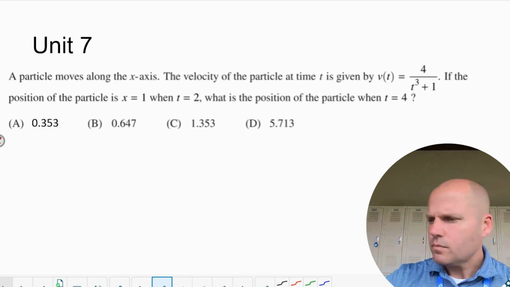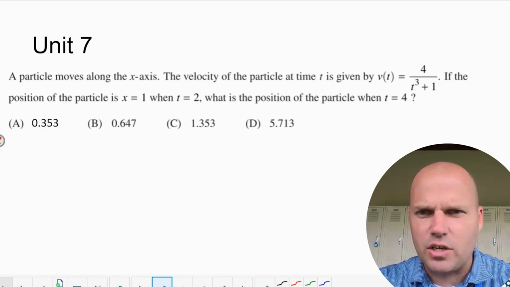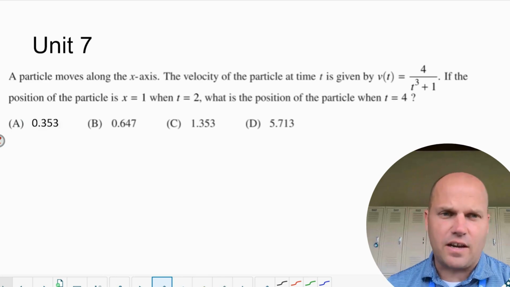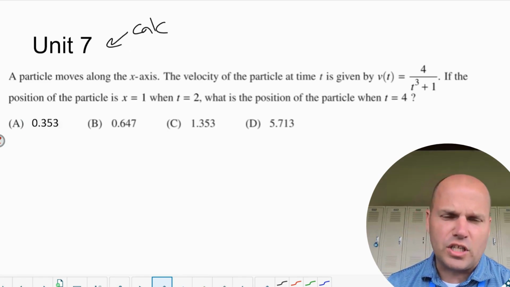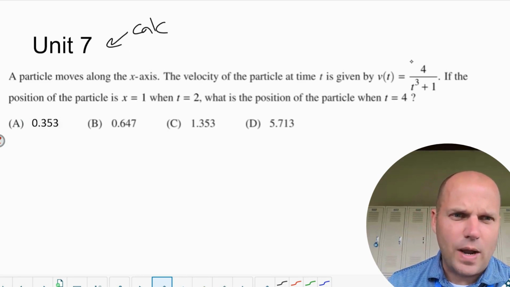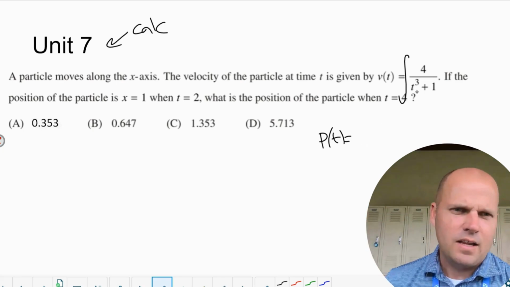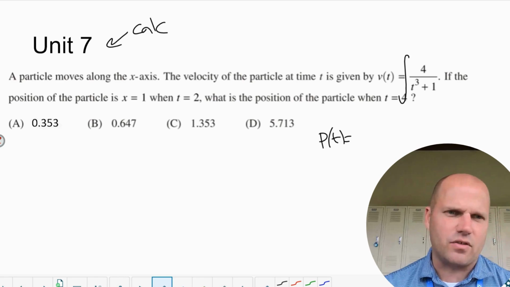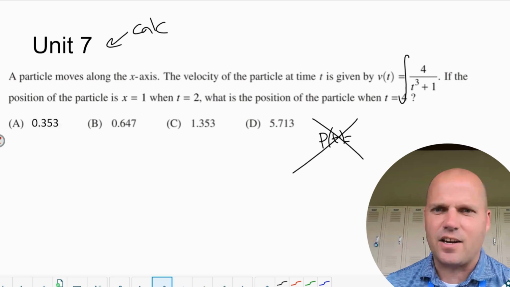So don't forget about antiderivatives of negative powers. Unit 7. A lot of times students forget plus C's when going backwards. Here's a question where you have a calculator, and you're asked to find a position. Well, first things first, a lot of students try to antiderive this to find a position function. They're like, I could do that. You can't. You can't take the antiderivative of 4 over t cubed plus 1.